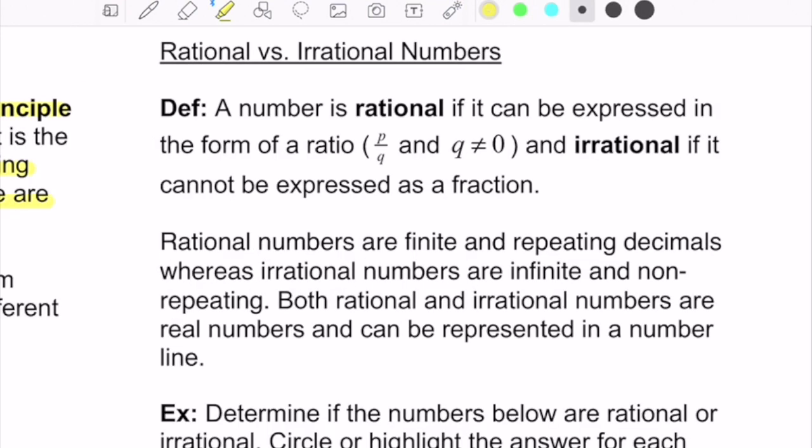All right, moving on. Rational numbers can be expressed in the form of a ratio, P over Q, and Q does not equal 0. And numbers are irrational if they cannot be expressed as such a fraction. The definition goes on to say that rational numbers are finite and repeating decimals, and that irrational numbers are infinite and don't repeat when you write them as decimals.